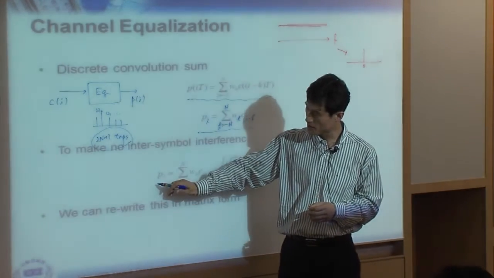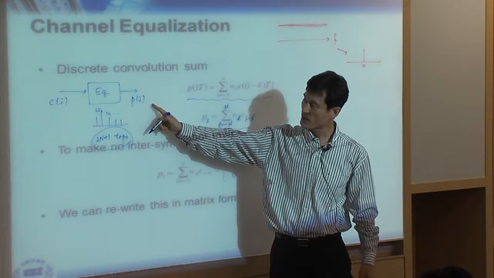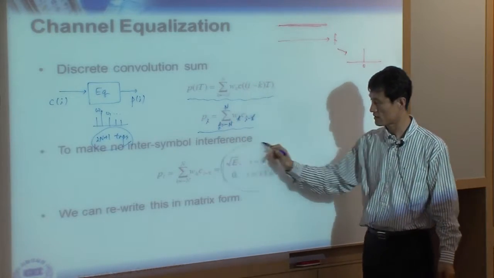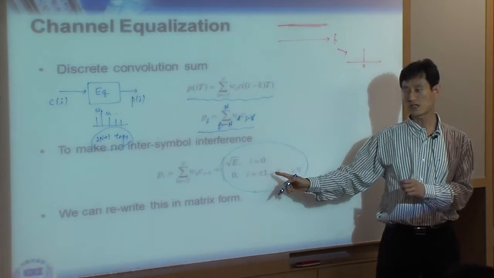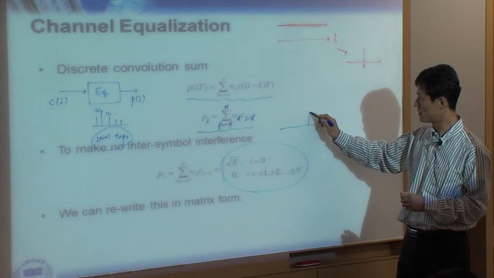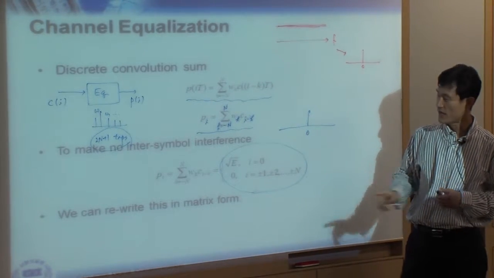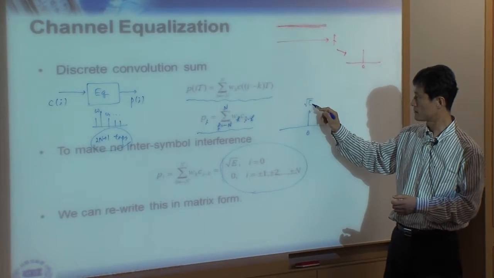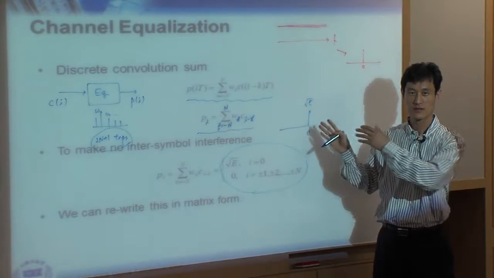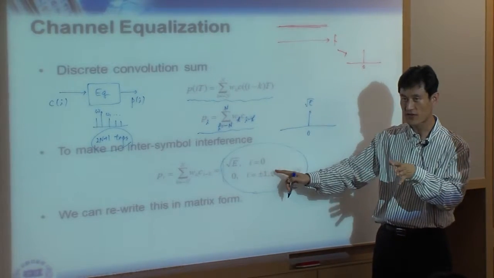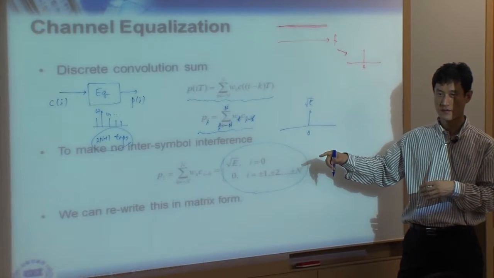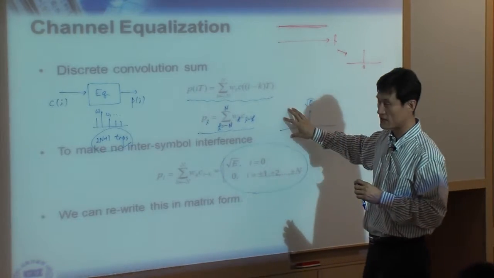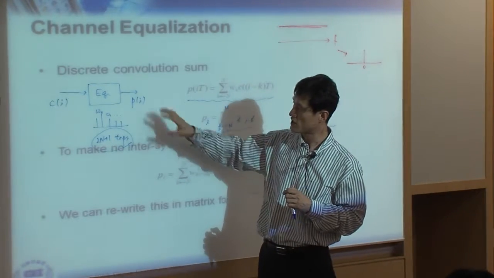Now, let's take a look at P. P is the output. What kind of output do you want? The output we want is this. This is the output we want. What is this output? This output will tell you this. If I equals 0, we have some value. If I is not 0, if I equals any other value, it is all 0. So this is the perfect picture, right? This is our dream. Make it a perfect impulse response. That's what we're going to achieve here at the output.